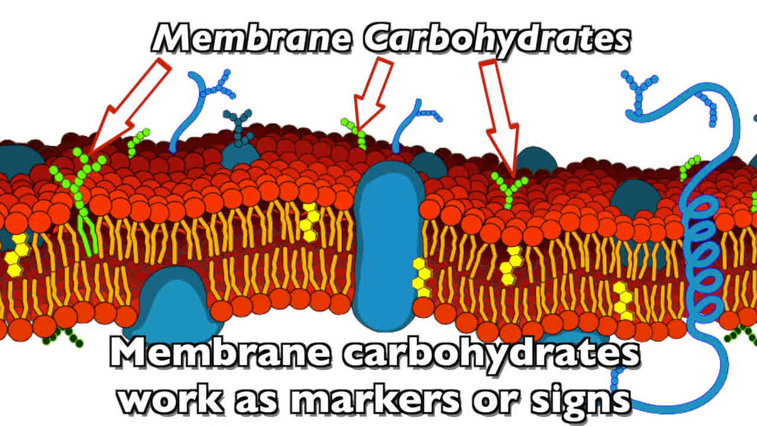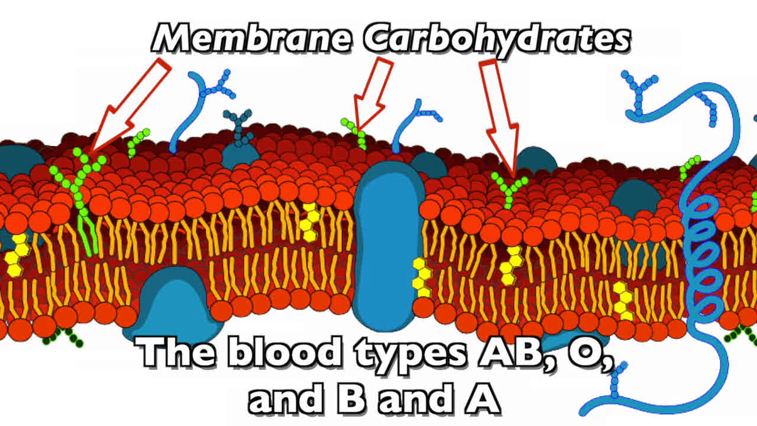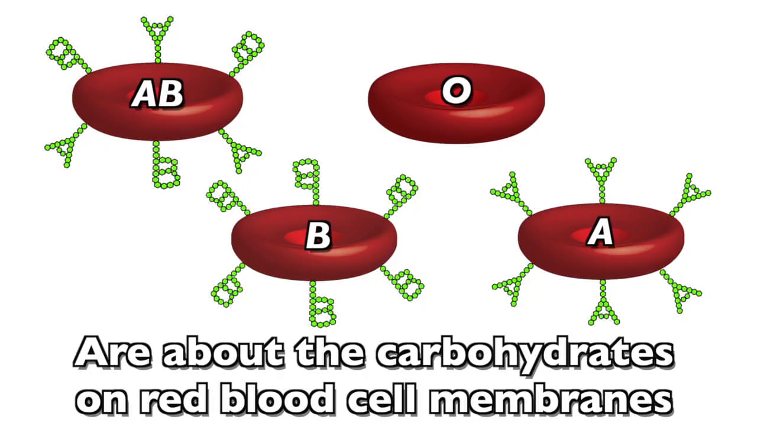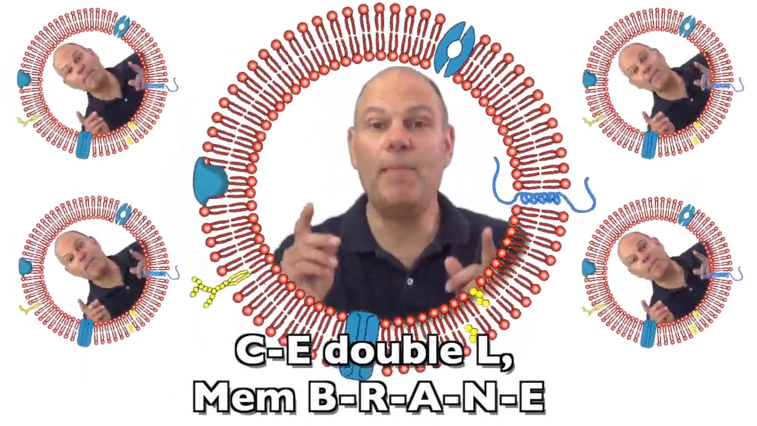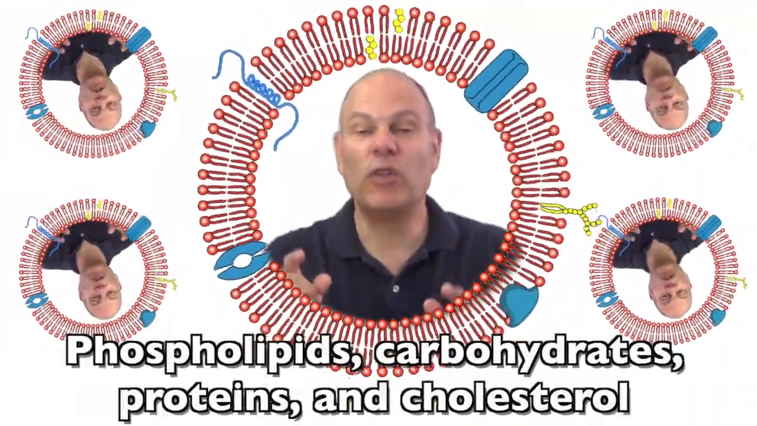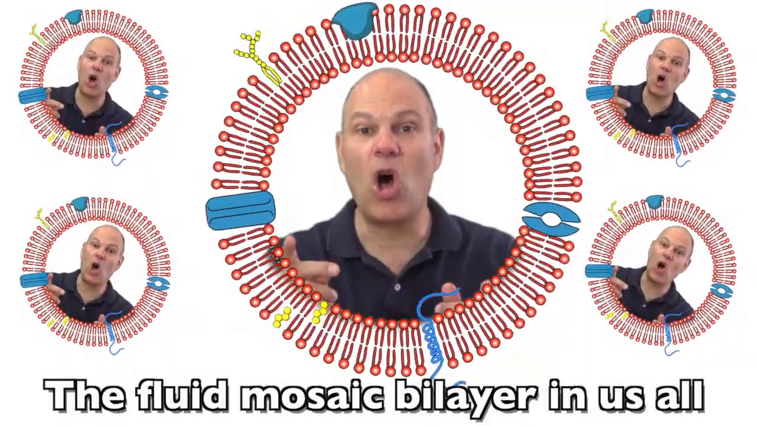Membrane carbohydrates work as markers or signs, so your immune system knows which flag your cells are flying. The blood types A, B, O, and B and A are about the carbohydrates on red blood cell membranes. C-double-L-membrane, control and transport, selective permeability, phospholipids, carbohydrates, proteins, and cholesterol, the fluid mosaic by layering us all.